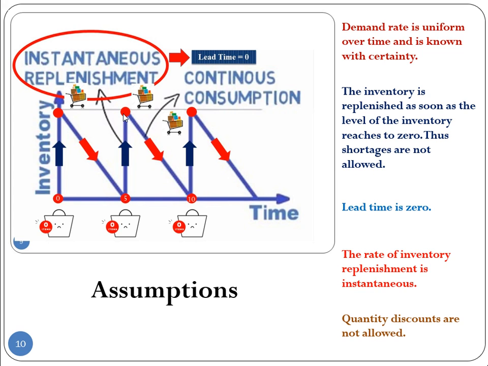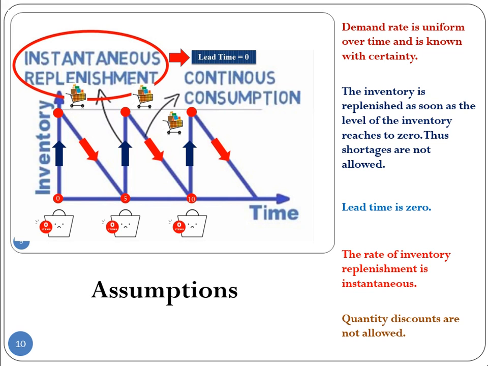As it is 0, the inventory is full. Here inventory is 0, and the same day inventory is full. The lead time is 0. Why lead time? Because on the same day when the inventory is 0, he places the order and receives the order on the same day. That means lead time is 0. The rate of inventory supply is instantaneous or continuous. As he places the order, instantly he gets the delivery.